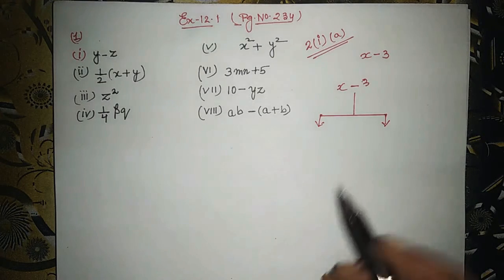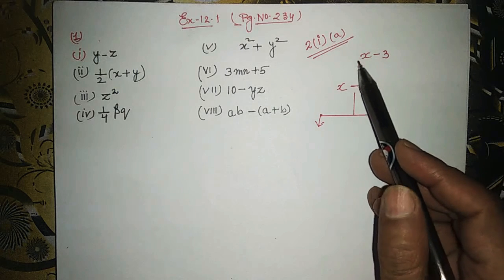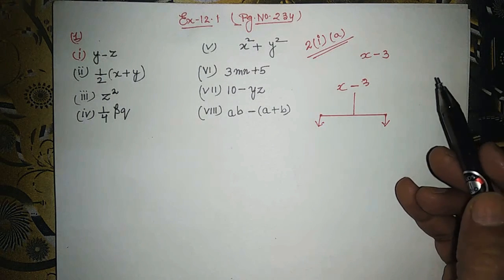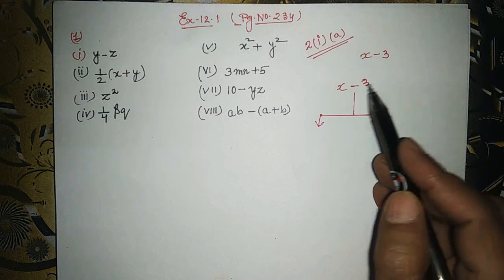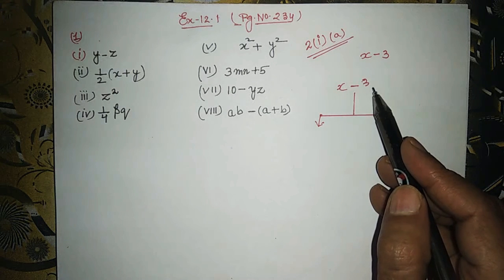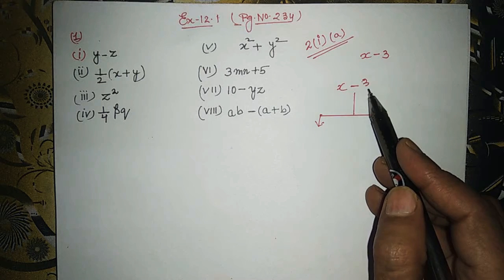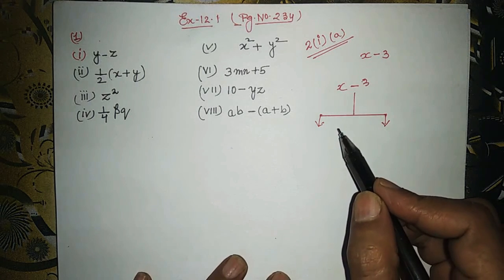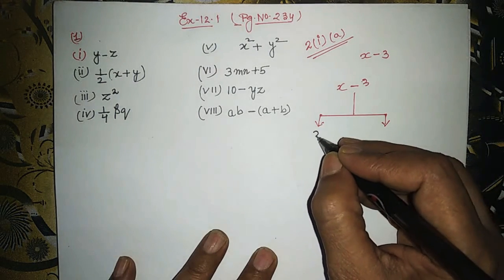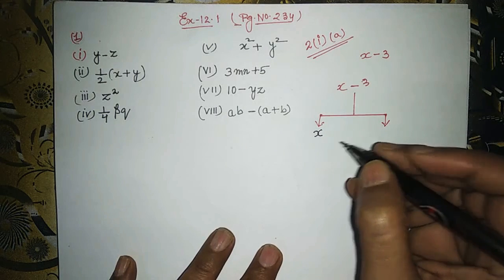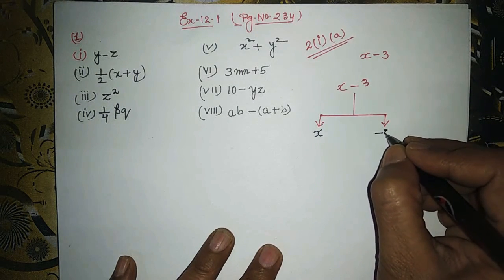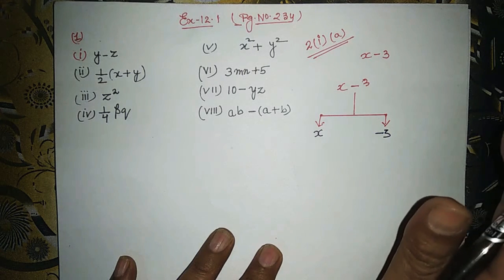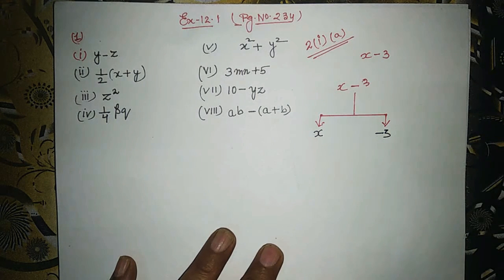Now see how you will draw the tree diagram for x minus 3. In the expression x minus 3, you can see two terms. Okay, this and this. So the first term we will write here, x, and the second term is minus 3, which we will write here. Okay. Now children, see the second part of this question.